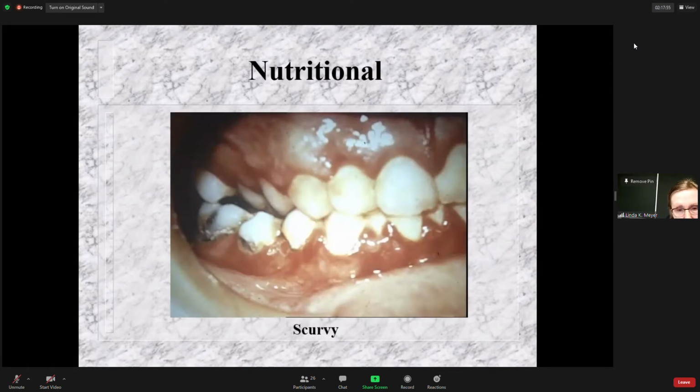Scurvy is a vitamin C deficiency that can affect collagen synthesis, and there's often gingival inflammation seen as part of a scurvy picture. Then you hear about weird diseases related to other vitamin B deficiencies like beriberi and pellagra. I don't know if you've heard of those from your nutrition class, but we're not really going to get much into the diseases related to deficiencies of certain vitamins and minerals.